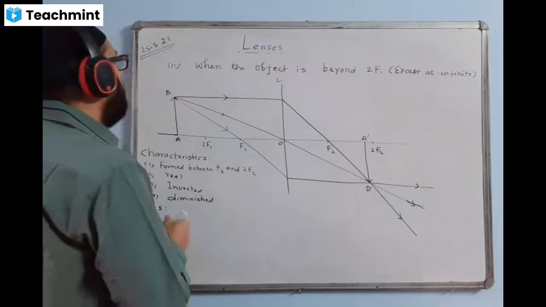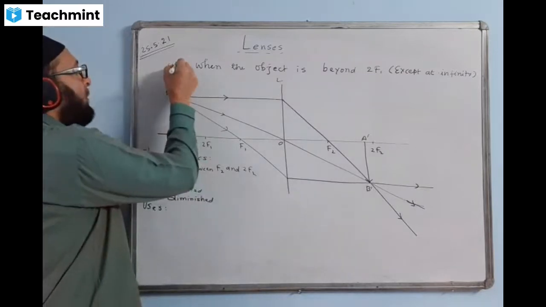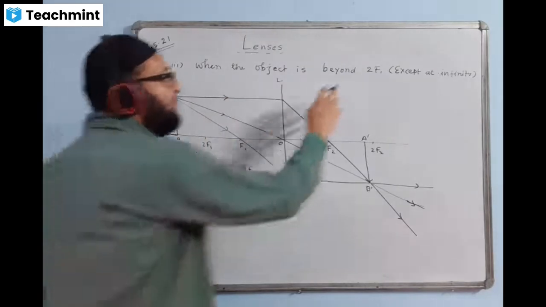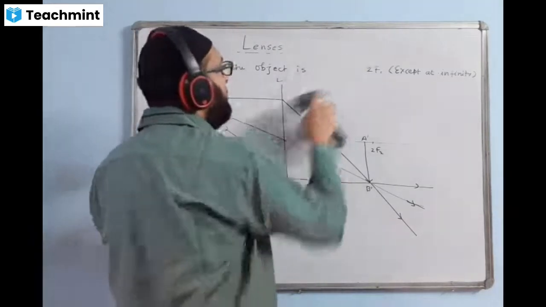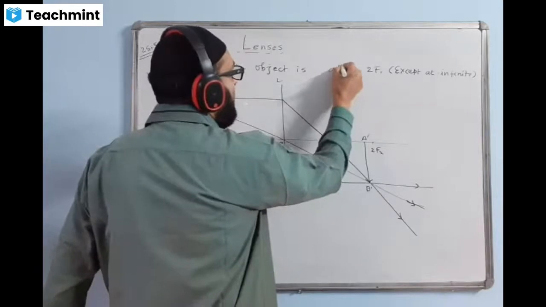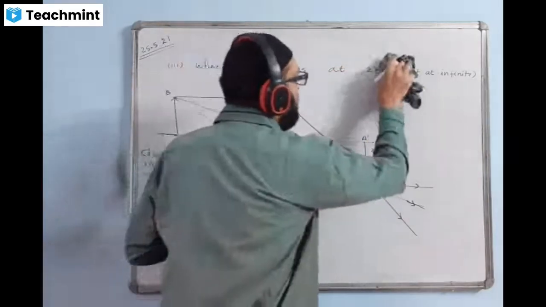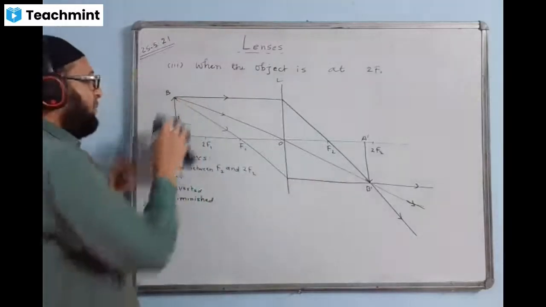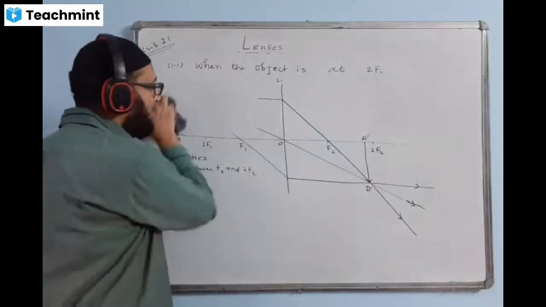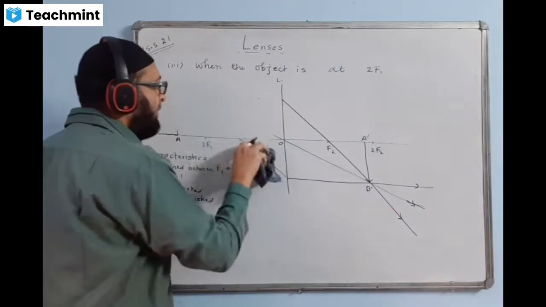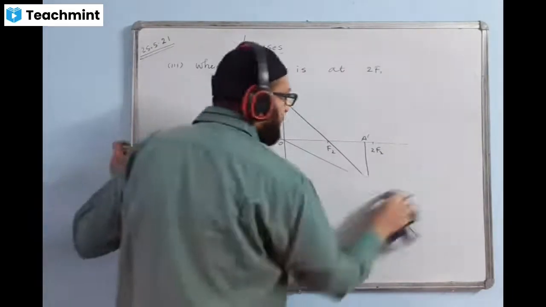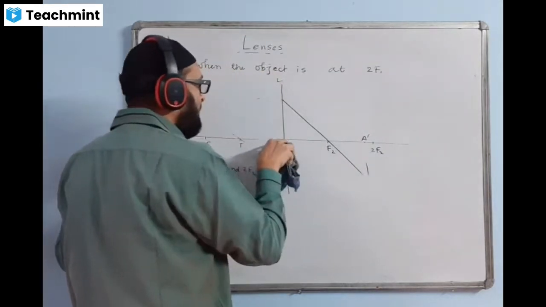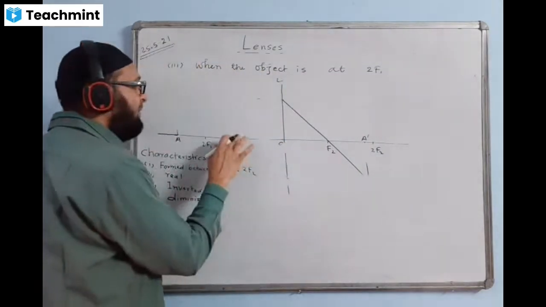So now we are doing case number 3. Third case: when the object is at 2F1. When the object is at, not beyond, we write here at 2F1. Let us check now. We'll keep the object exactly at 2F1 and see where the image is forming. Let us draw the diagram. We are keeping the object exactly at 2F1. Same method we'll use.